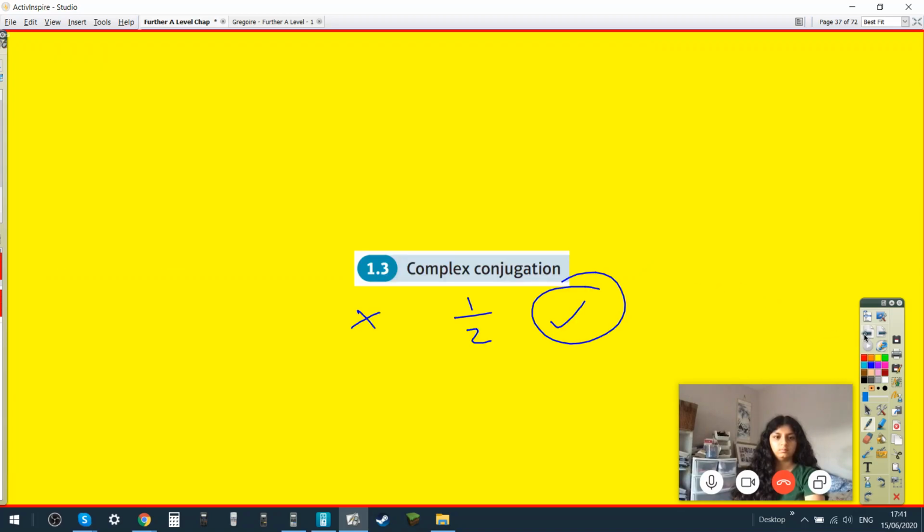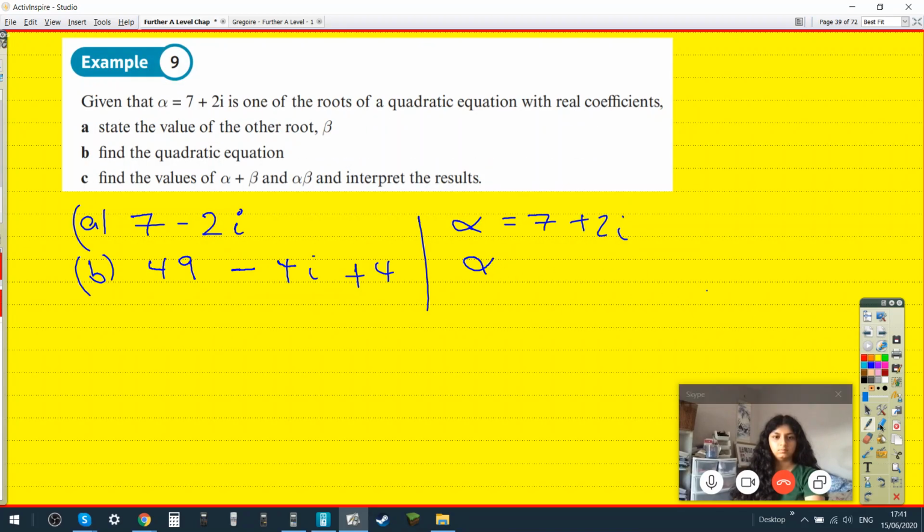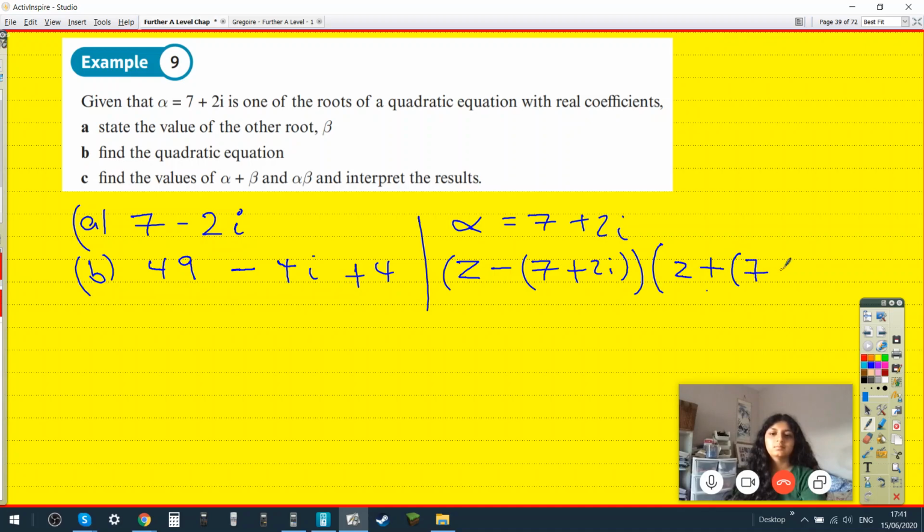So Z minus alpha. This is confusing me. So Z minus 7 plus 2i. But what's Z? Z plus 7... No, sorry, Z minus 7 minus 2i. I'm going to do that. And then Z is the answer. Z squared. Mm-hmm. Oh, so it's just Z squared. And then 14i.